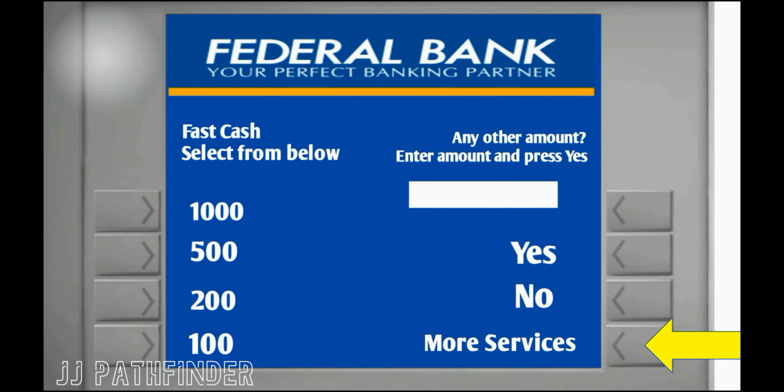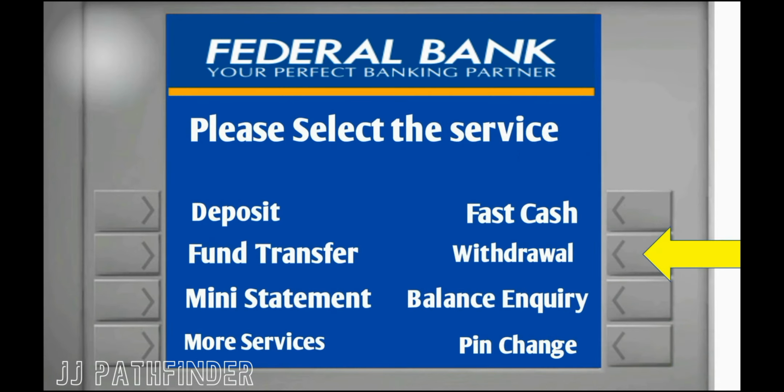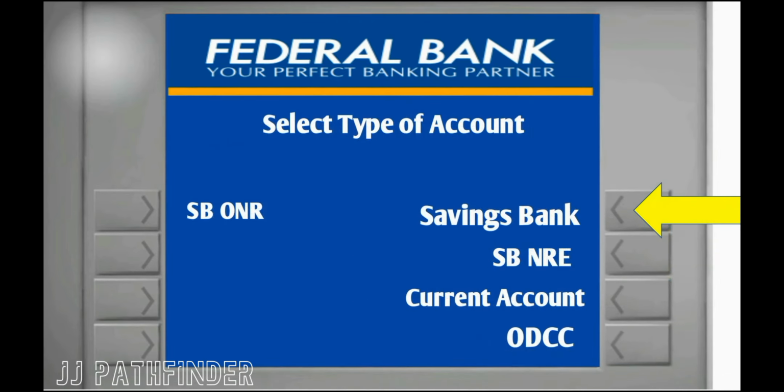If you want 100, 200, 500, 1000 rupees, you can select the amount directly from here. Otherwise, select more services. Then select withdrawal from the screen. Select the type of account you have. Normal account is savings, so select the savings account option from the screen.